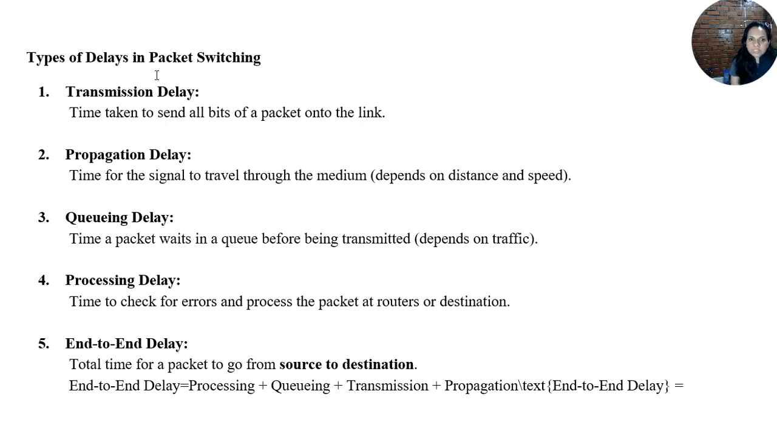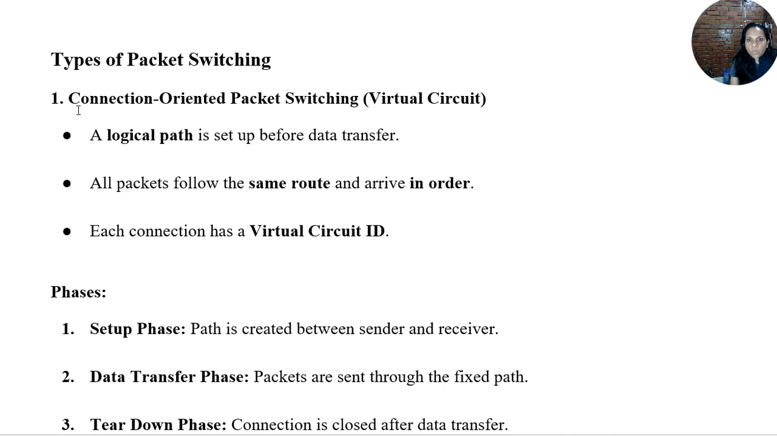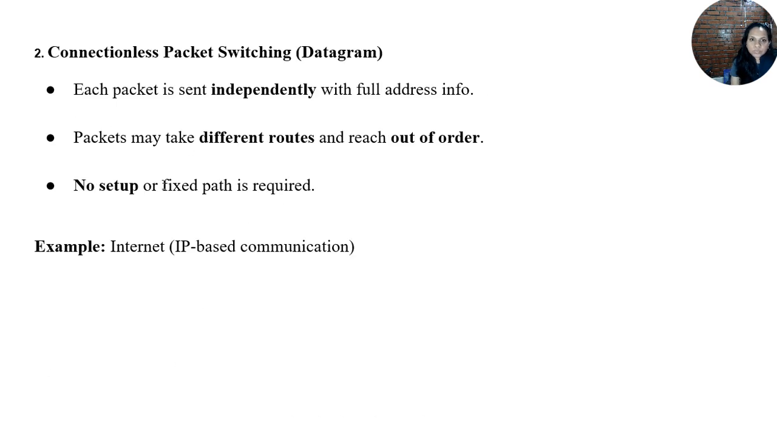Now, types of delays in packet switching: transmission delay, propagation delay, queuing delay, processing delay, and end-to-end delay. Advantages and disadvantages of packet switching: efficient bandwidth, low delay, reliable, fault tolerant, cost effective. These are the advantages. And disadvantages: out of order delivery, needs sequence numbers, complex routers, possible delays, and not ideal for continuous data. Now we have two types of packet switching. One is connection oriented packet switching, and the other one is connectionless.